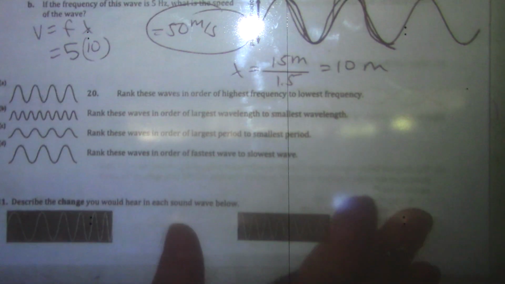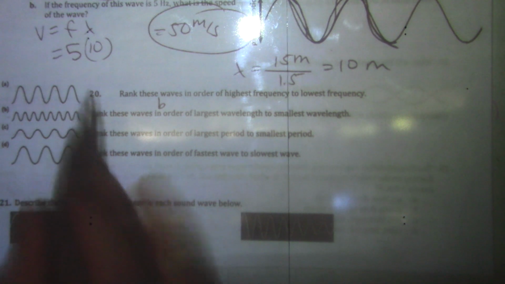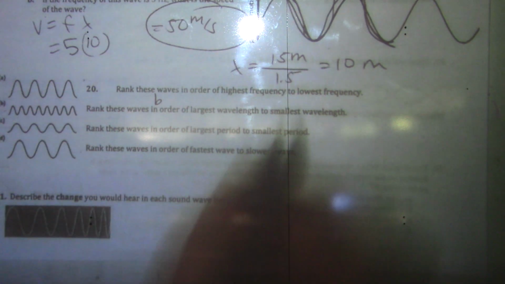Highest frequency to lowest frequency. Highest frequency is the most squished together, so that's definitely B. The lowest frequency is the most spread out, so that's D. Notice in the same distance I only have 3 waves, so D. And then I've got the same amount of waves, so I think A and C are equally as squished.